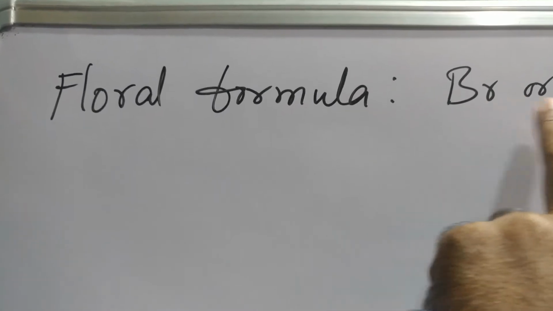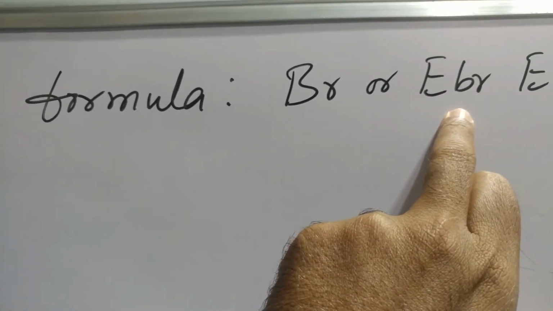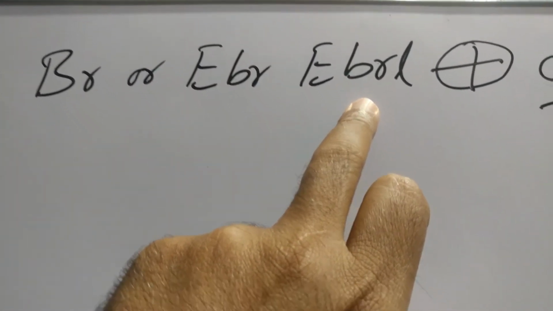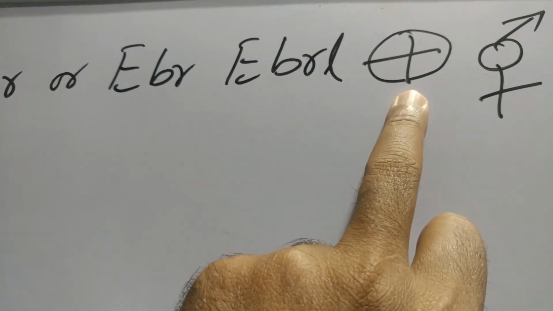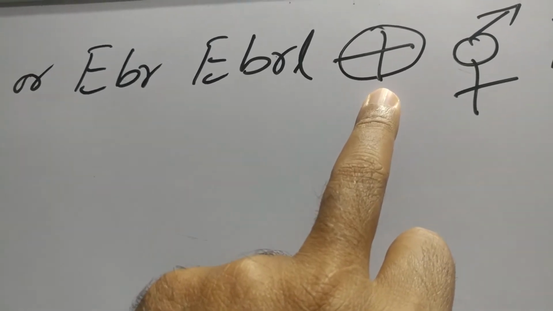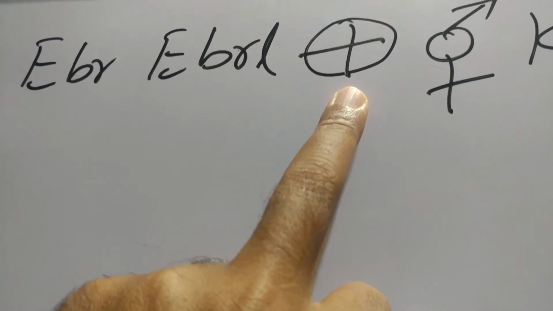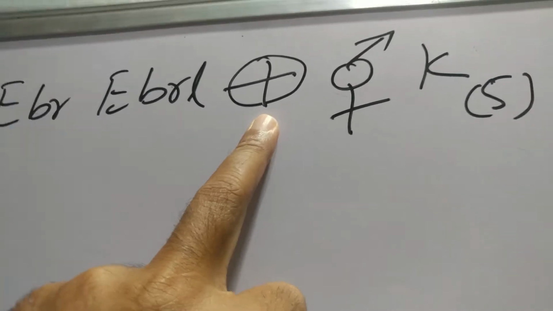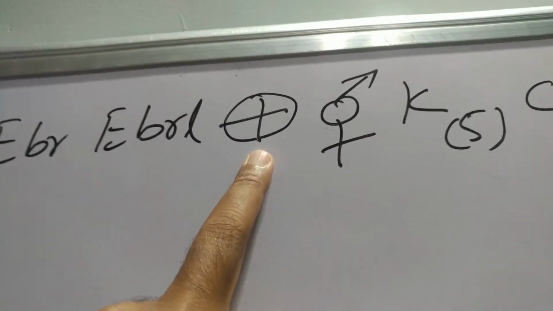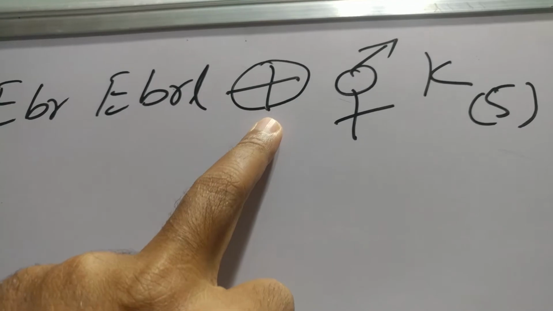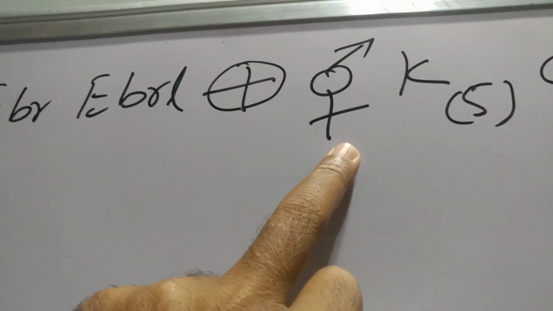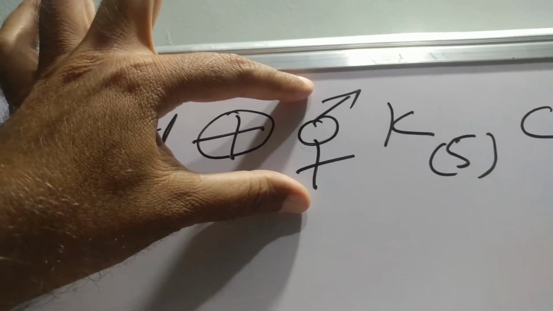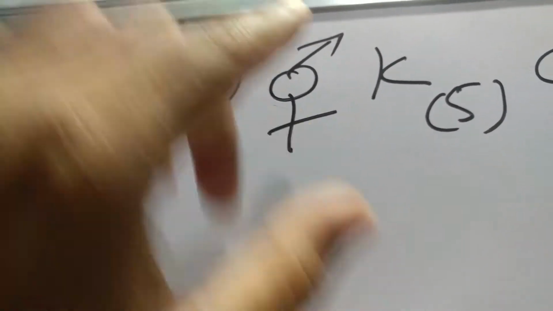Bracteate, bracts are present. Ebracteate, bracts are absent. So either present or absent. Ebracteolate, so bracteoles are absent. Actinomorphic flower: a flower that can be divided into two equal halves by any vertical plane is called actinomorphic. Here symbols are given, staminate flower, pistillate flower. Both are present, so it is called a bisexual flower.